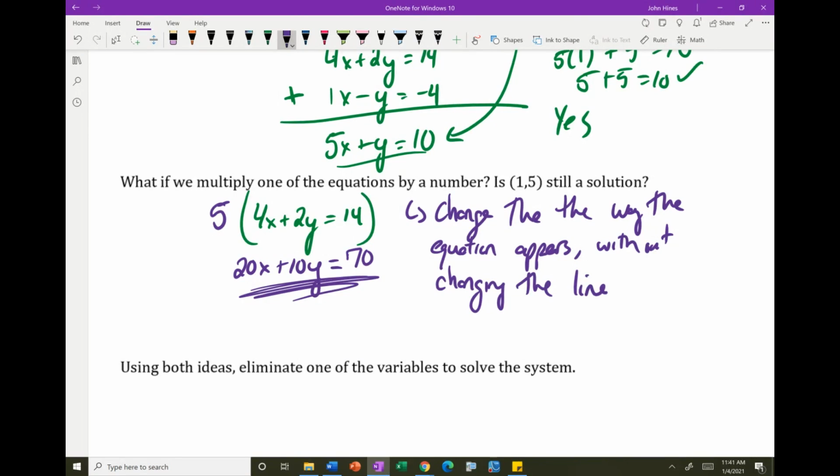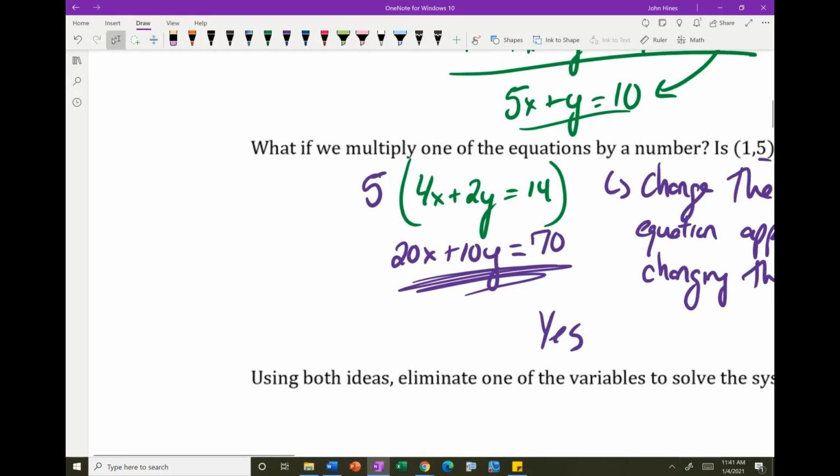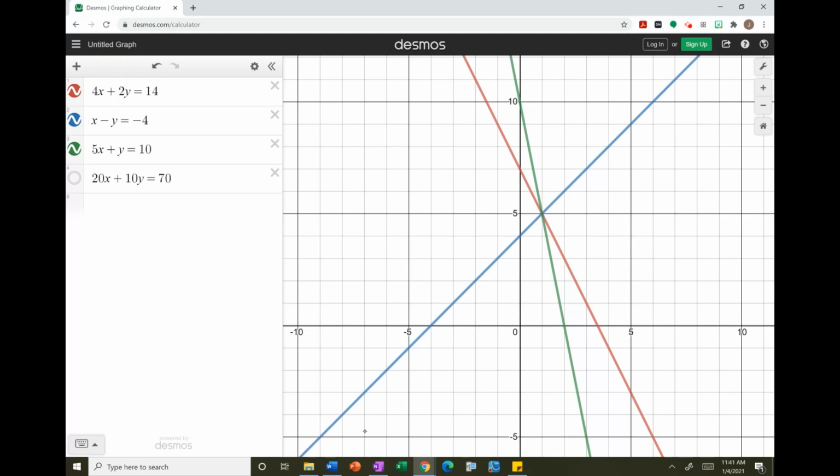So it's still the exact same linear equation. It just looks different. So is 1, 5 still a solution? Yes. You could pick whatever number you want. I could have picked -5. I could have picked 20. I could have cut them in half. Notice I can cut everybody in half here. Cut in half, cut in half, cut in half. I'm still going to get that exact same line.